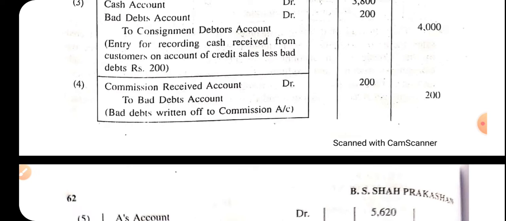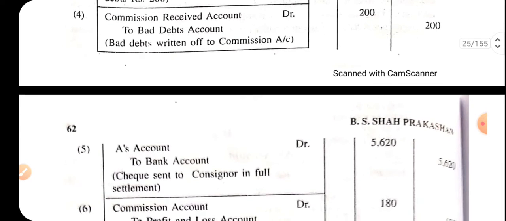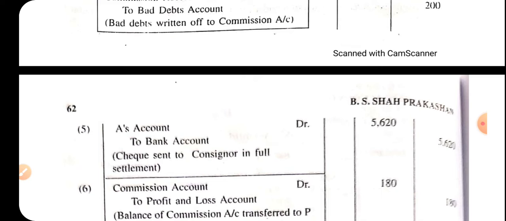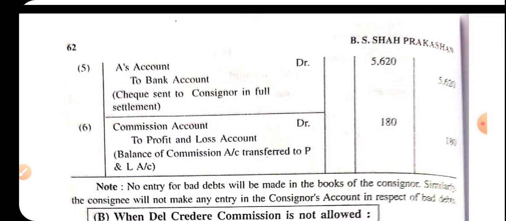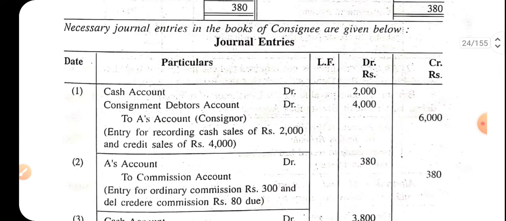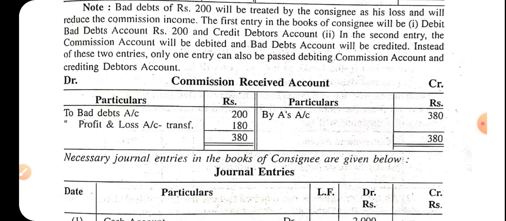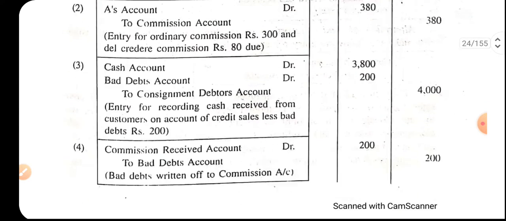Commission received account debit to bad debts account credit 200 rupees. If we are settling the consignor's account, difference is 5620. So consignor's account debit to cash and bank account. If commission account is settled, then commission account debit to profit and loss account 180 rupees. So this is the end of this sum. If we are closing the commission account, we find the difference on a debit side.